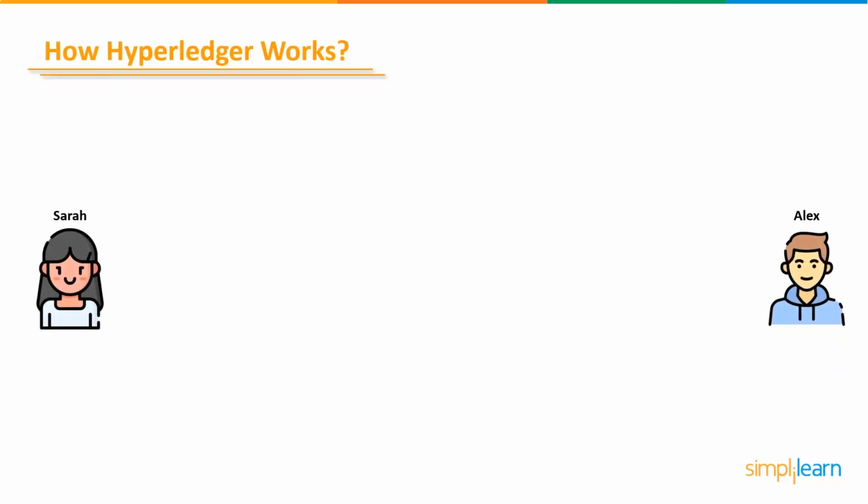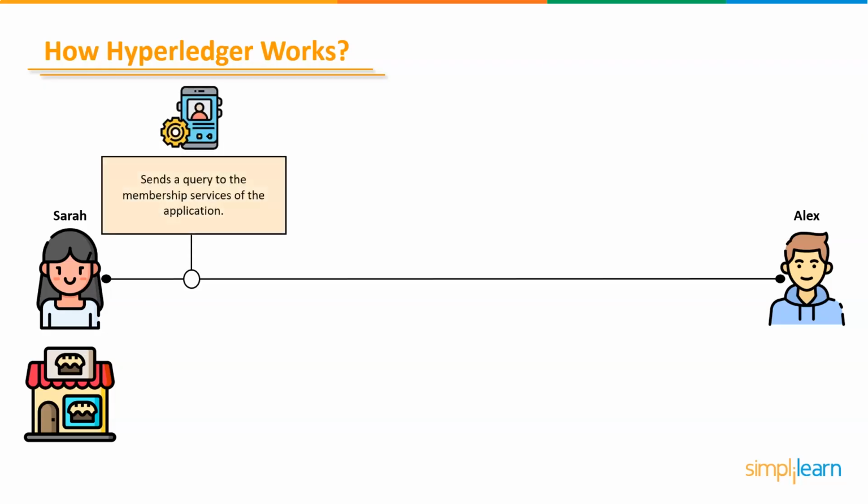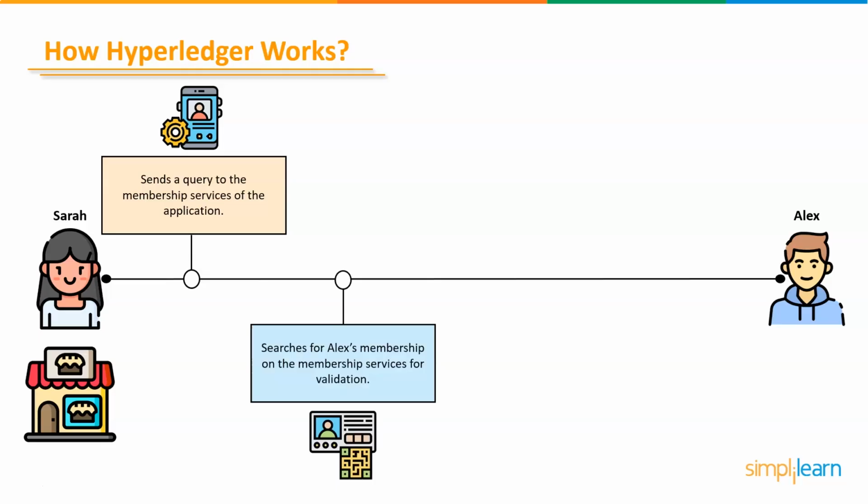Let's take an example of two friends, Alex and Sarah, who want to perform a Hyperledger transaction. Sarah runs a bakery and wants to send a birthday cake to Alex as per his request on Sarah's bakery app. Now Sarah looks for his address on her application, which sends a query to the membership services of the application and validates transaction of only directly affiliated peers to the application. Now our application searches for Alex's membership on the membership services of that particular application for validation.